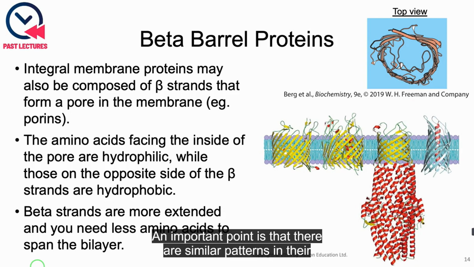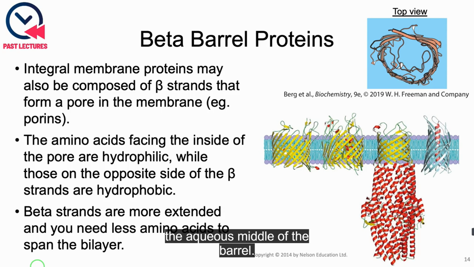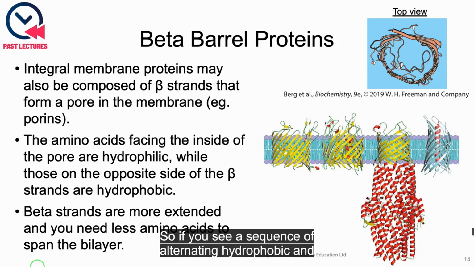An important point is that there are similar patterns in their amino acid sequence. So remember that beta strands have a more elongated structure, and for a beta barrel to form, you would have an alternating pattern of one hydrophobic and one hydrophilic amino acid, so that every other side chain would be hydrophilic and pointing into the aqueous middle of the barrel. So if you see a sequence of alternating hydrophobic and hydrophilic amino acids in the primary sequence of a membrane protein, you could maybe predict that it would be found in a beta barrel.